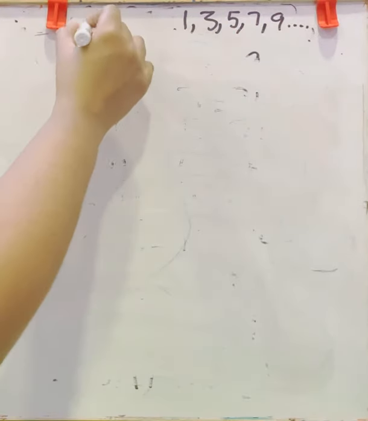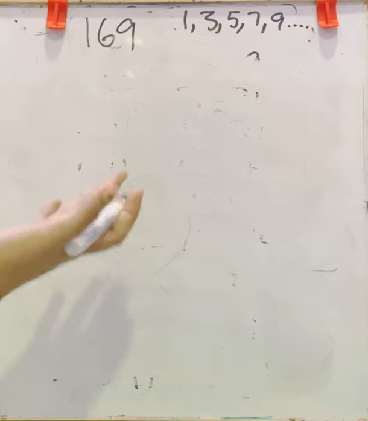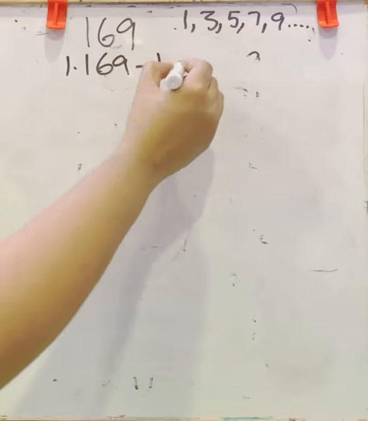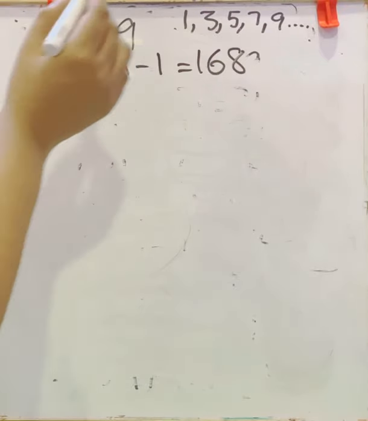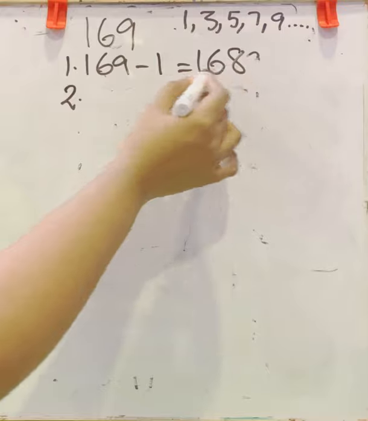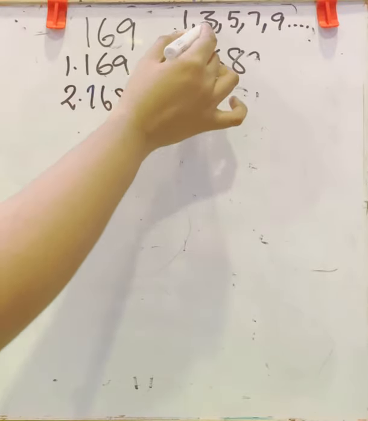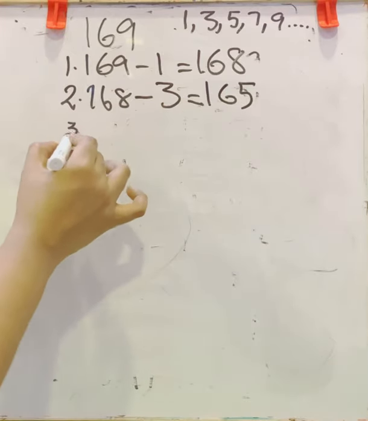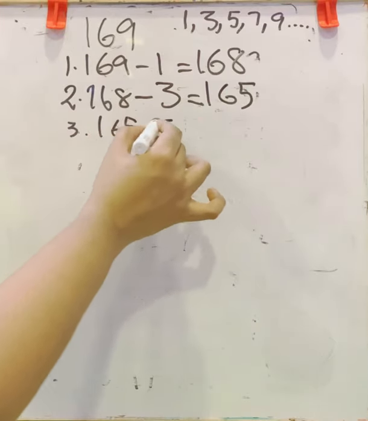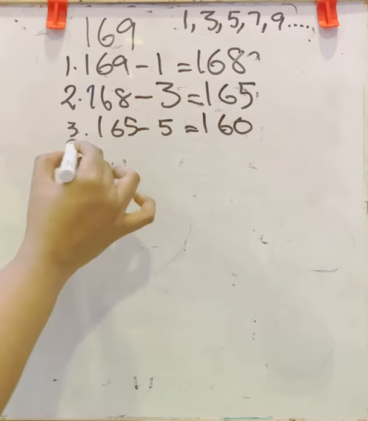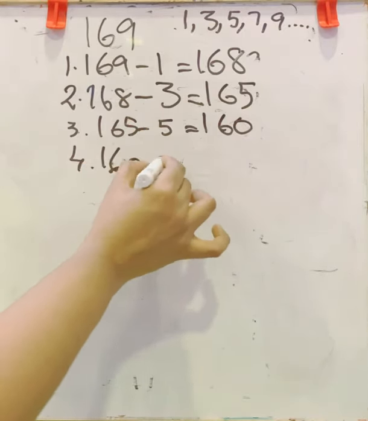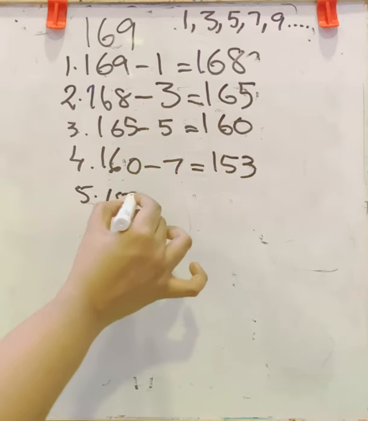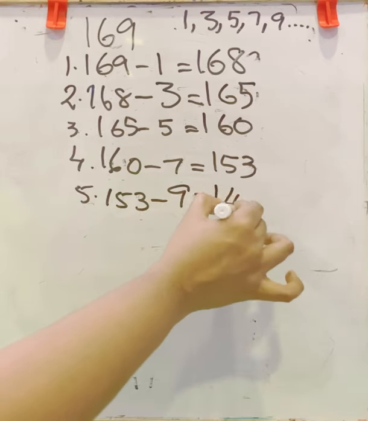Find the square root of 169 using the repeated subtraction method. Again, first step, 169 minus 1 equal to 168 because 1 is the first odd number. Second step, 168 minus the second odd number, 3, equal to 165. Third step, 165 minus 5 equal to 160. Fourth step, 160 minus 7 equal to 153. Fifth step, 153 minus 9 equal to 144.